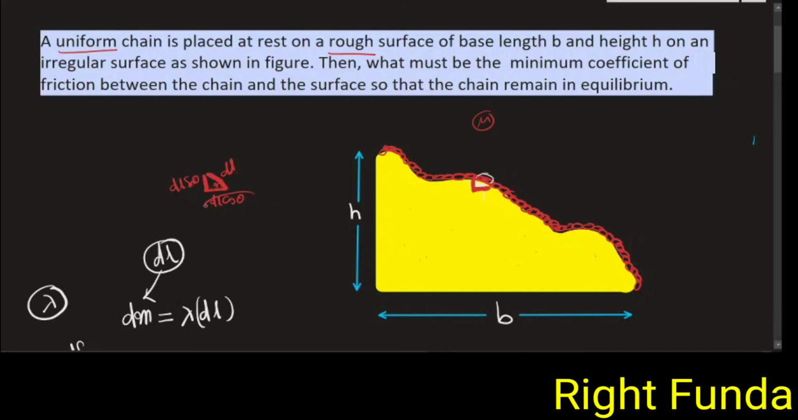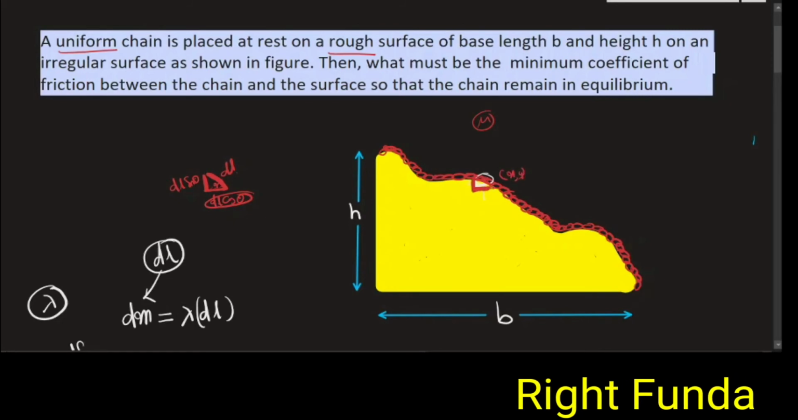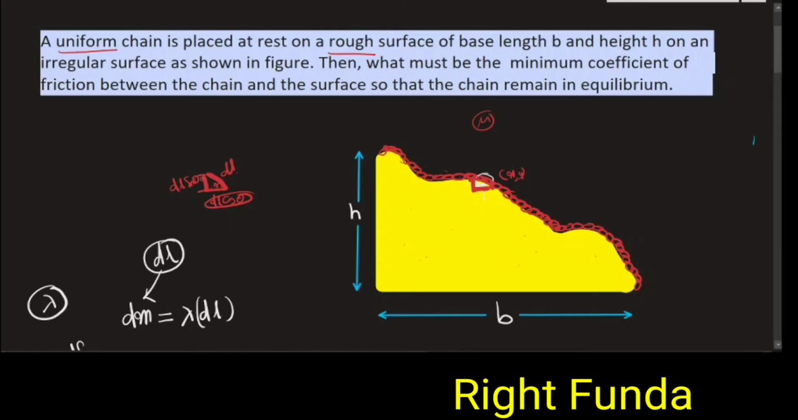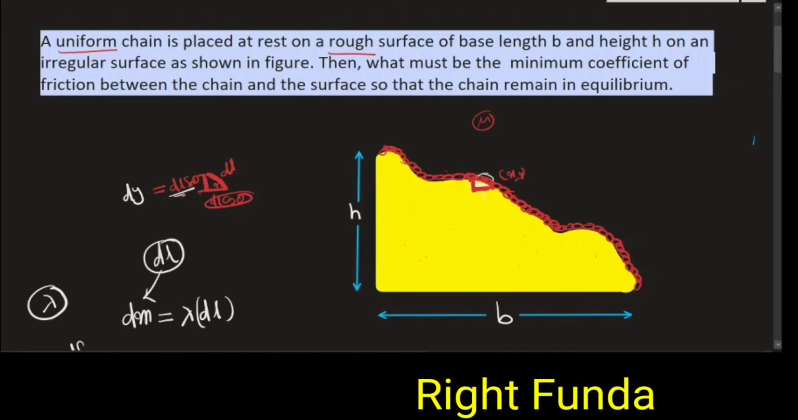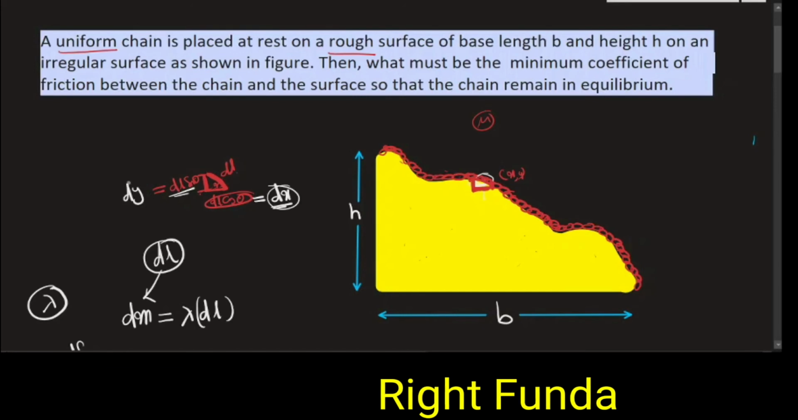So in place of dl cos theta, suppose this element has a coordinate of x comma y. So this is the change in the x coordinate. Every element has an x coordinate and a y coordinate. This is the small difference in the x coordinate, and dl sin theta is nothing but the change in the y coordinate. So in place of dl sin theta, I can write dy, and in place of dl cos theta, I can write dx, the difference of the x coordinate. These two things we can write.